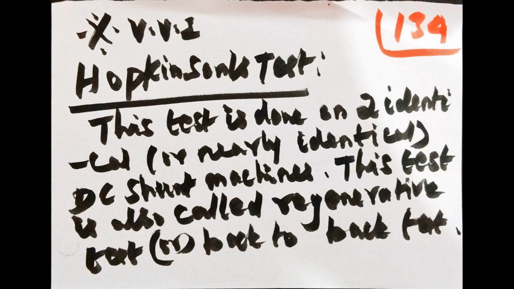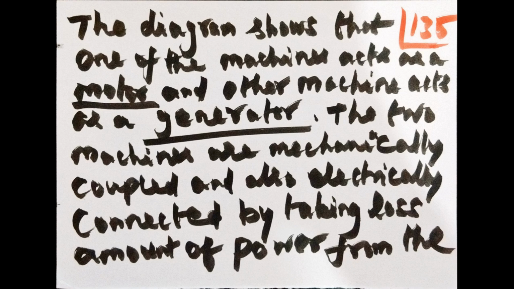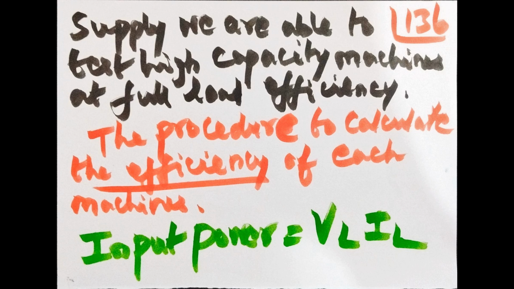Hopkinson's test is done on two identical or nearly identical DC shunt machines. This test is also called the regenerative test or back-to-back test. The diagram shows that one of the machines acts as a motor and the other acts as a generator. The two machines are mechanically coupled and also electrically connected, taking a large amount of power from the supply. We are able to test high capacity machines at full load efficiency.